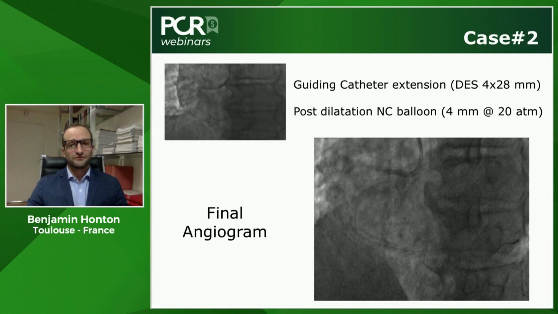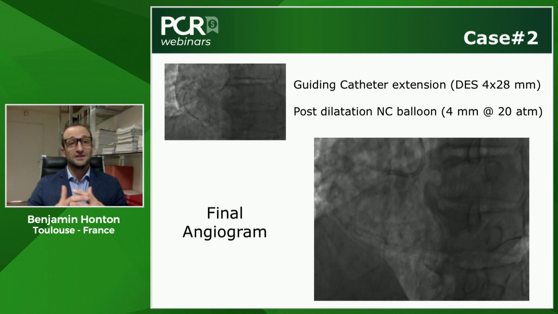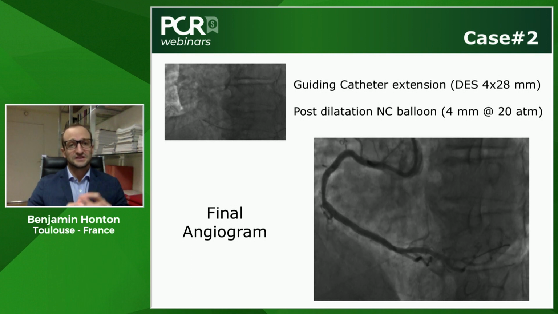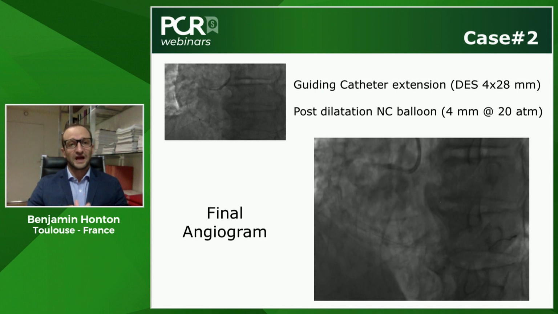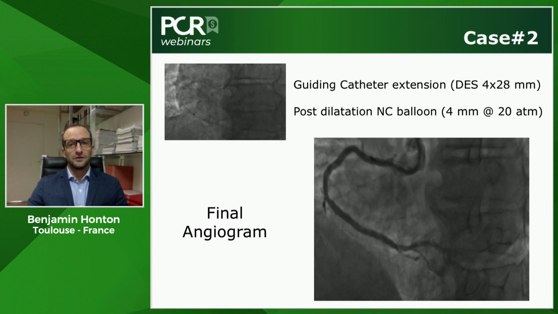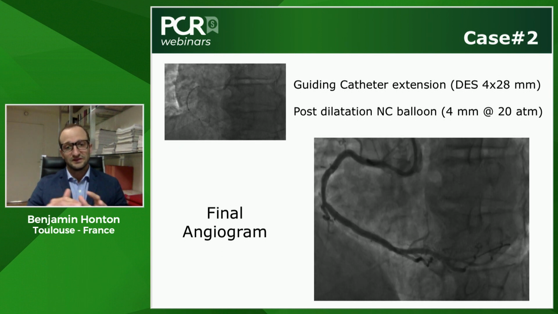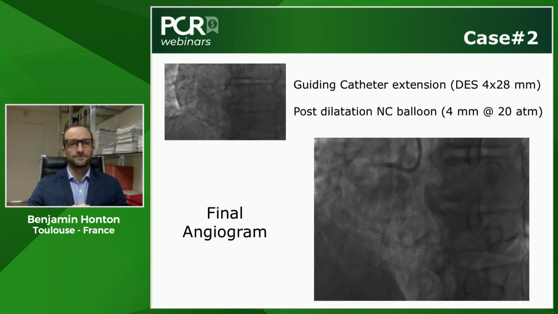And something which is very interesting in this case, we had a lot of difficulty to deliver a 4 millimeter stent, and you can see on the left side, we needed to use a guiding catheter extension to deliver the 4 millimeter stent. And you can see the final angiogram without residual stenosis in this huge, large vessel.